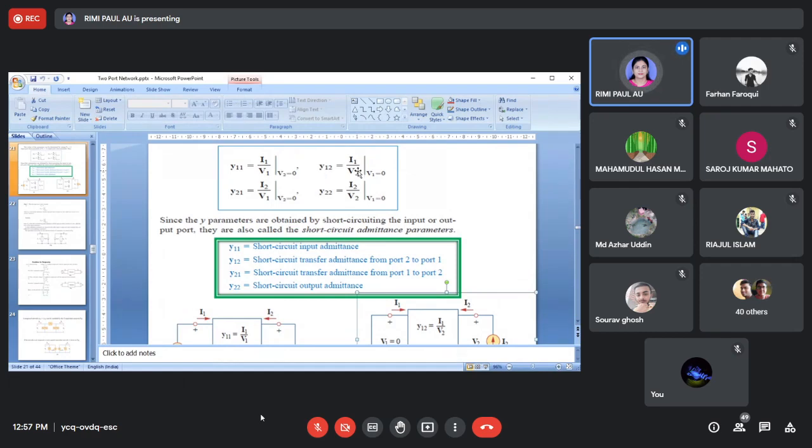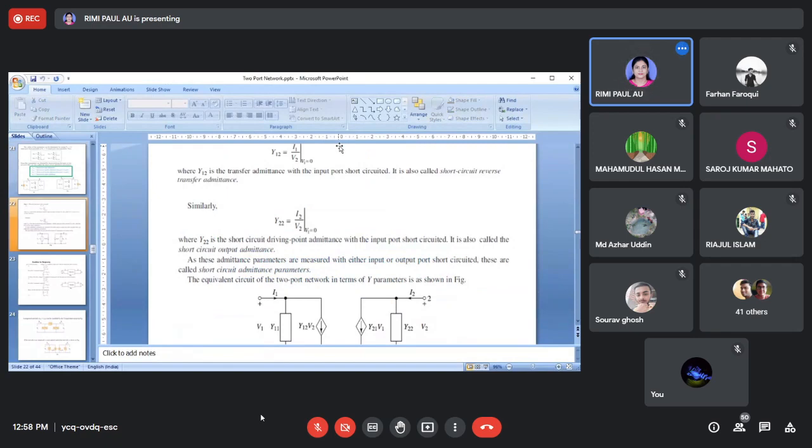So 1 to 2, y12; 2 to 1, y21; 1 1, y11; 2 2, y22. It is easy to remember, right? So this is the short circuit input admittance, and this is the short circuit output admittance. These two are transfer admittances. Now the same way you have to solve it.